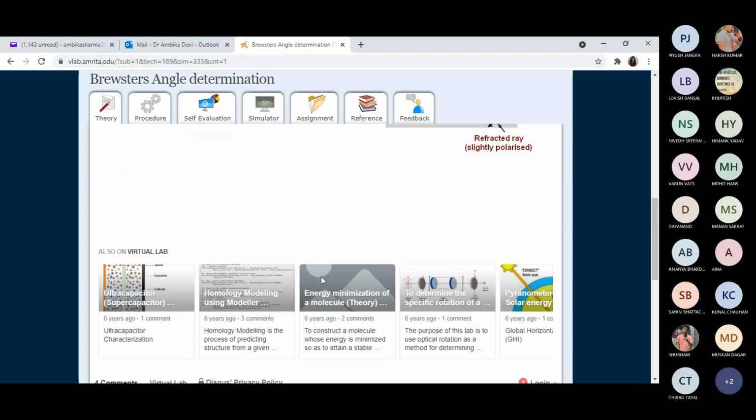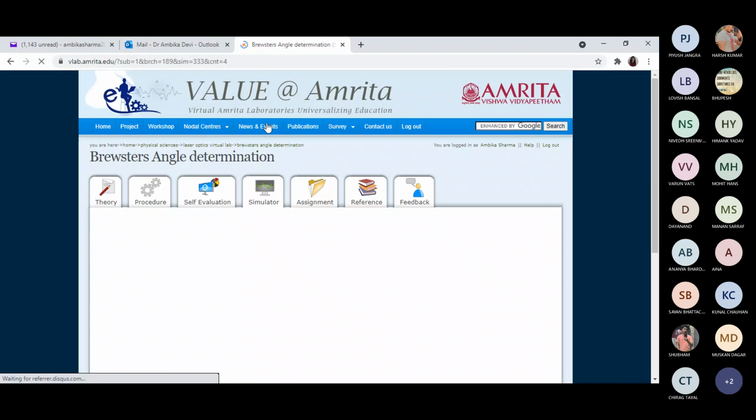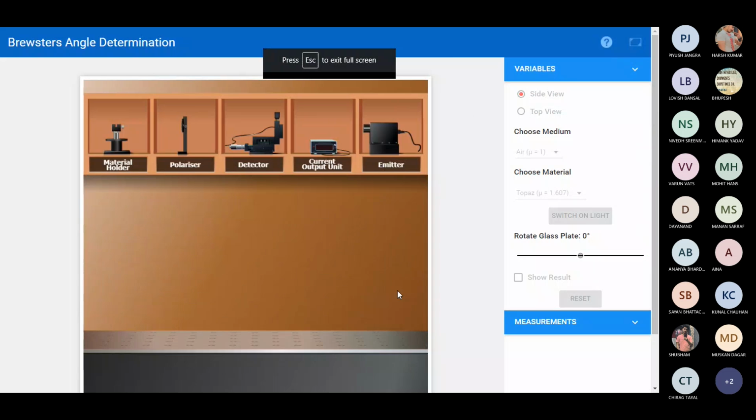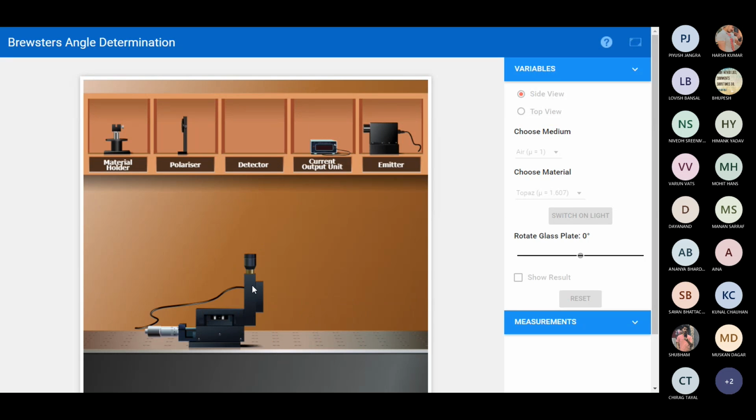Okay, so now how to do this experiment? If you go to this simulator part, you are given the accessories over here, and you have to arrange all these accessories. For example, you have an emitter, a current output unit, a detector, a polarizer, and a material holder. The detector is used to detect the polarized light.